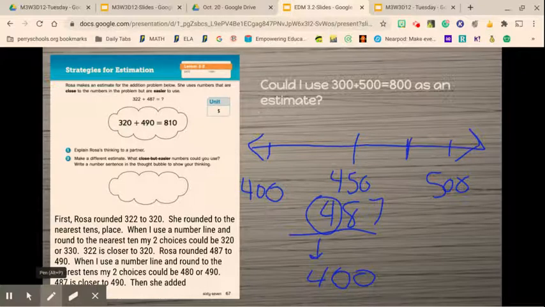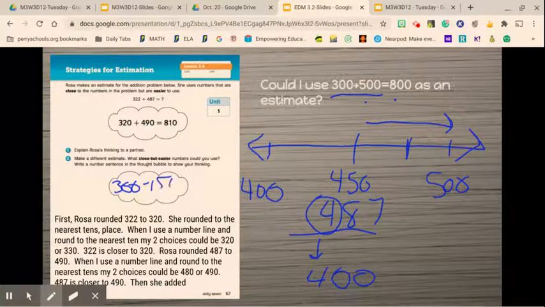And I can see that it is closer to 500. It is to the right of 450. So my answers, or my rounded numbers, would be 300 plus 500 equals 800. So I would write that here. 300 plus 500 equals 800.